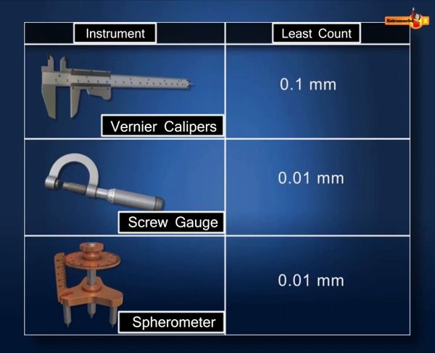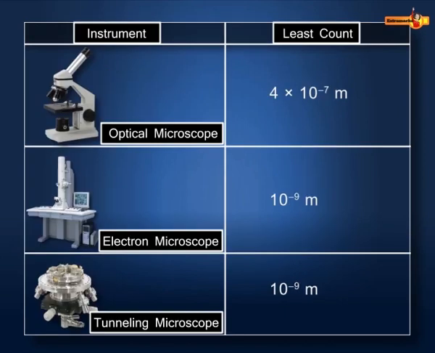To measure distances less than 0.01 mm, we use an optical microscope, which can measure a distance as low as 4 × 10⁻⁷ meter. However, it cannot be used for measuring the size of atoms and molecules because the size of a molecule is of the order of 10⁻⁹ meter. To measure these very small distances, the electron microscope and tunneling microscope are used.